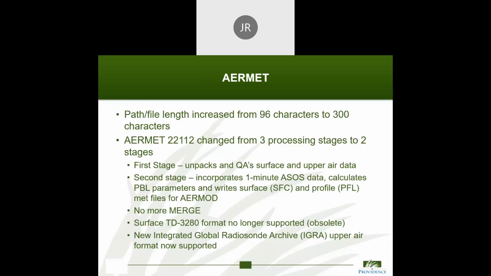One of the big things that happened with this new version of AERMET is it's changed from 3 processing stages to 2 stages. In the first stage, not unlike the previous first stage, it unpacks and QAs the raw surface and raw upper air data. The second stage pulls in the 1-minute ASOS data that you processed in AERMINUTE. It calculates the various planetary boundary layer parameters, and finally writes the surface and profile AERMOD ready MET files.